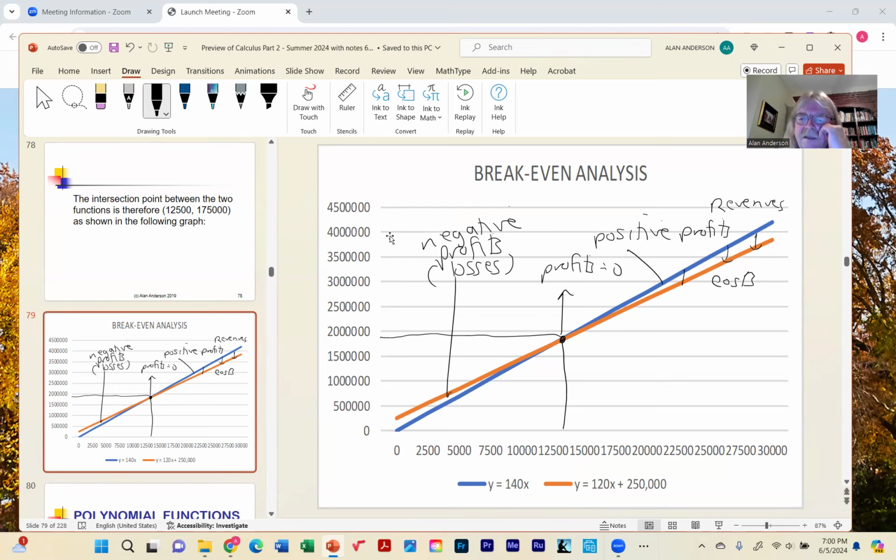Okay, so that's how this works. And again, it's easy to do this because these are both linear functions. In practice, they're often not linear, and that makes things more complicated, but it's the same basic logic. So this company knows that in order to make money, they better sell more than 12,500 helmets every year. The more, the better.